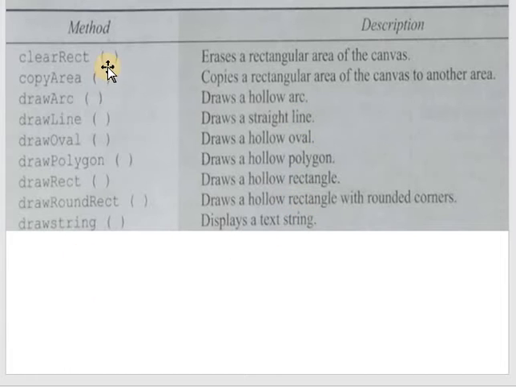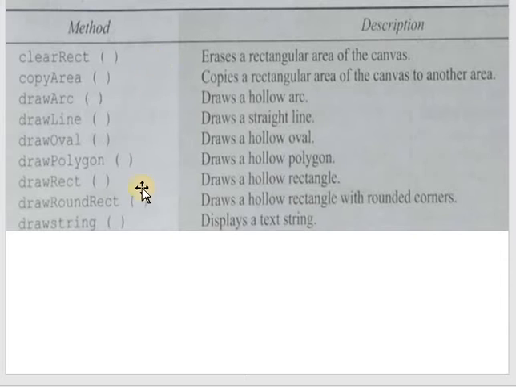In case you want to draw a clear rectangle, meaning a rectangle without any content, it is called clearRect, and this method is used. For copying an area, copyArea. Draw arc, if you want to draw an arc, a line, an oval, a polygon, a rectangle, a rounded rectangle, or a string.